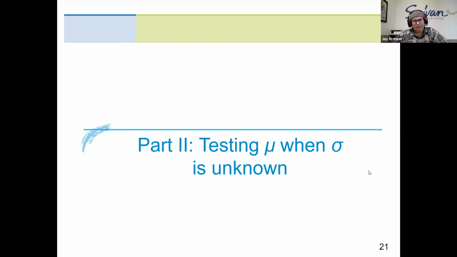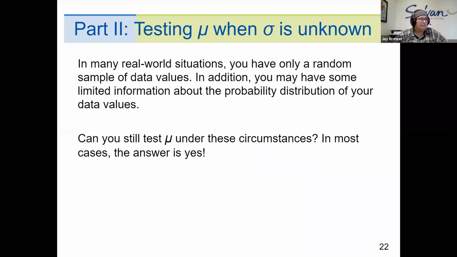We have about 20 minutes left, and we're about halfway through this, so I am going to stop the video after this section, but then I will make a new video, and that will be the second part of chapter 8. Part 2: testing mean or mu when sigma is unknown.